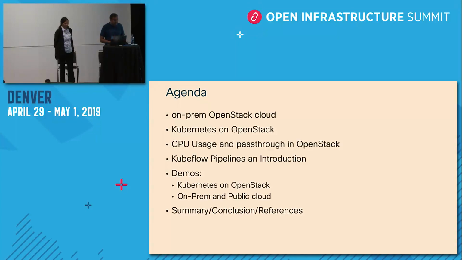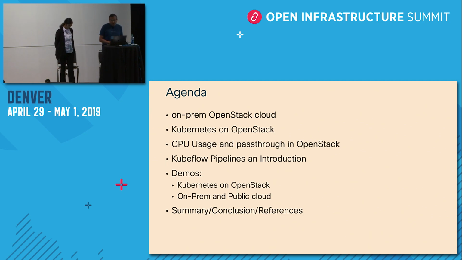Our talk will evolve in that sense. First, we'll demonstrate what the on-prem OpenStack cloud is about. So we'll spend maybe a couple of minutes showing you what cloud we are running on and what services are needed to get this whole thing working. Then we'll spend a little bit of time on what our Kubernetes deployment on top of OpenStack looks like.